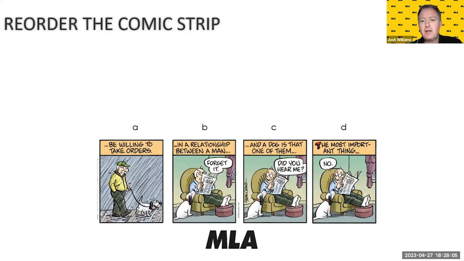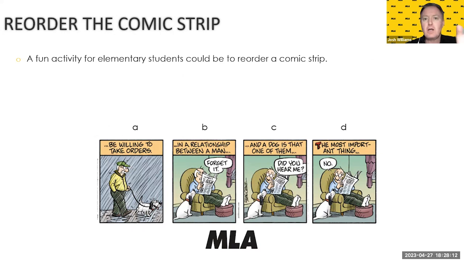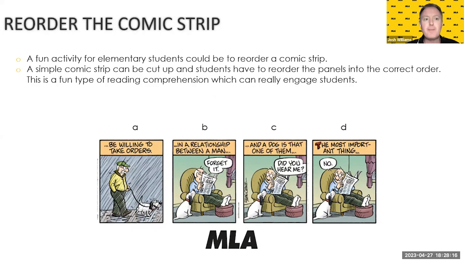Another great thing to get them reading carefully is reorder the comic strip. It's an elementary student sort of thing, I think. A simple comic strip, we're talking about 4 panels, maybe 5 at the most, could even be 3. It can be cut up, and students have to reorder the panels into the correct order. It's a fun type of reading comprehension which can really engage students.